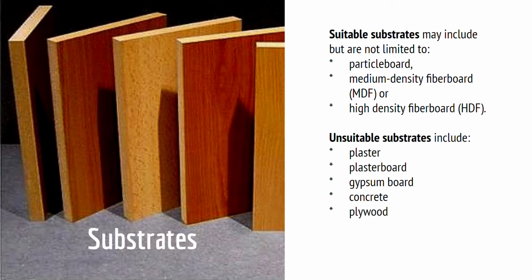Substrates. Laminate must be bonded to a substrate, so adhesives, suitable substrates, and backers are required for installation. There are many different choices for a substrate, but the best choice is a substrate with high internal bond strength. Suitable substrates may include particle board, medium density fiberboard, or high density fiberboard. Unsuitable substrates include plaster, plasterboard, gypsum board, concrete, or plywood.